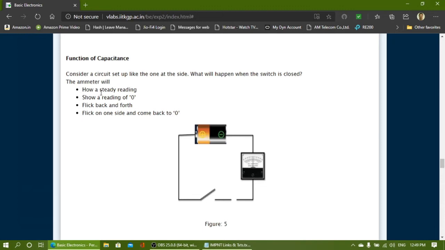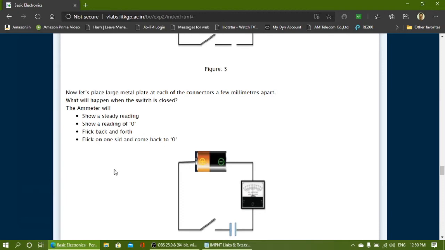First, show a steady reading, show a reading of 0, flick back and forth, or flick one side and come back to 0. What happens if you close this switch? There will be no current flow. That means no deflection will occur in the galvanometer. So the second condition stands: show a reading of 0.